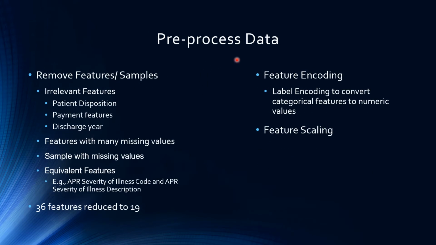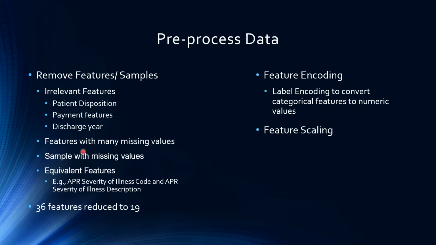We pre-processed the data by removing unimportant features and samples. We removed irrelevant features such as patient disposition. We removed this feature as it tells us where the patient was discharged to, for example, home, but this information would only be available to us after the patient leaves the hospital, but we want to predict the LOS for patients on arrival. Similarly, payment features we also couldn't use because this was only available after a patient was discharged, and discharge year was only the year 2015, so it is redundant to include this feature.